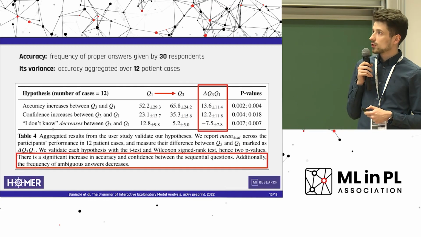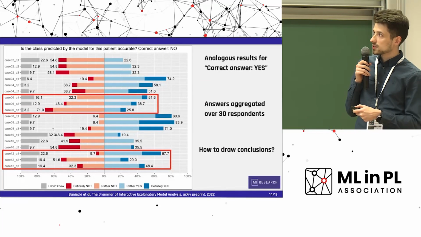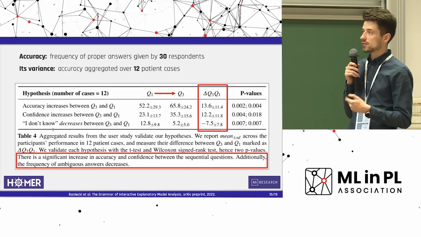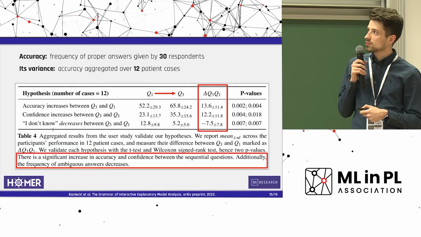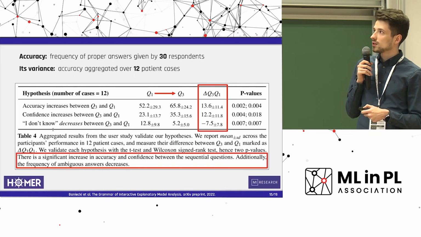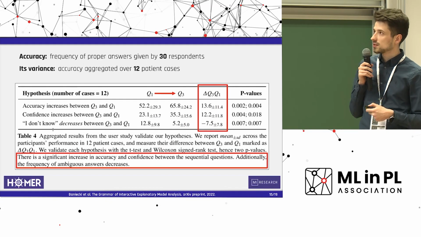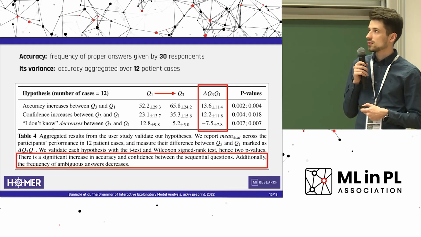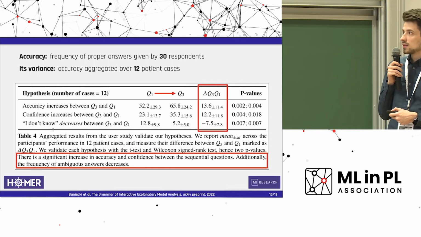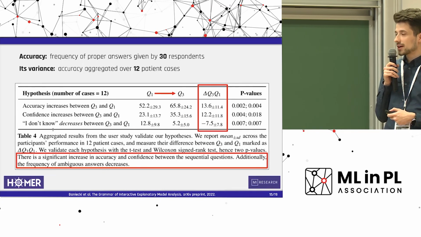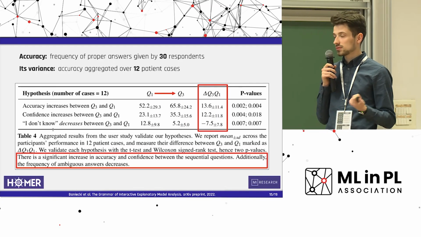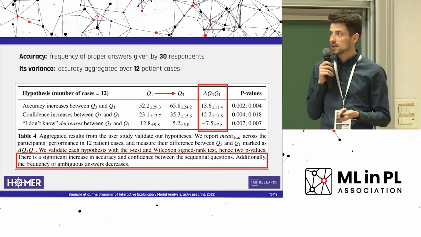So here we first, of course, got these accuracies for each patient case. This is the accuracy, which would be the frequency of proper answers given by 30 respondents. And then its variance would be based on the aggregation over 12 patient cases. So this number is the mean of the accuracy, and this standard deviation is based on aggregation over 12 patient cases. And we see that in question 1, the accuracy of people finding out if the model predicted accurately or not is random. The accuracy is about 50%.